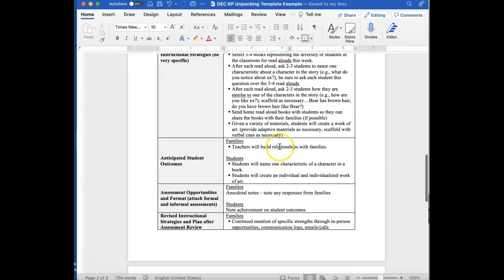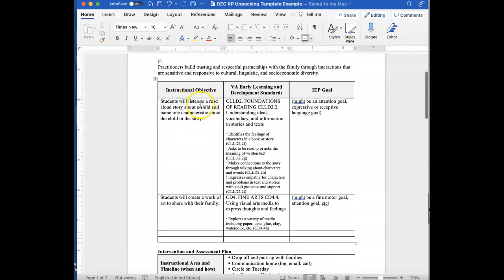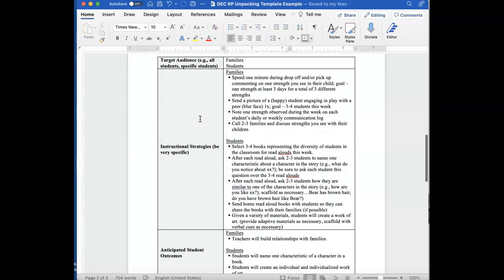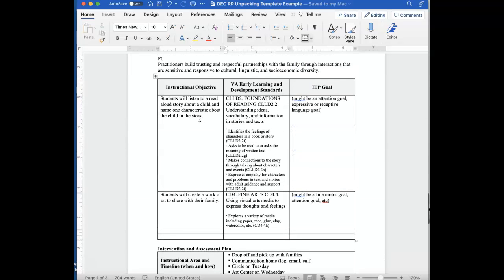What do I want to see? Well, I want to see that I'm building a relationship with my families, and then the expected outcomes are again related to those instructional objectives that I identified in this box up here. If I look at what the instructional objective is, I can easily write what the outcome is that I expect. Even though I'm looking at this one recommended practice, you can see all kinds of other intentions that I have for selecting this one particular instructional objective about doing a read aloud.